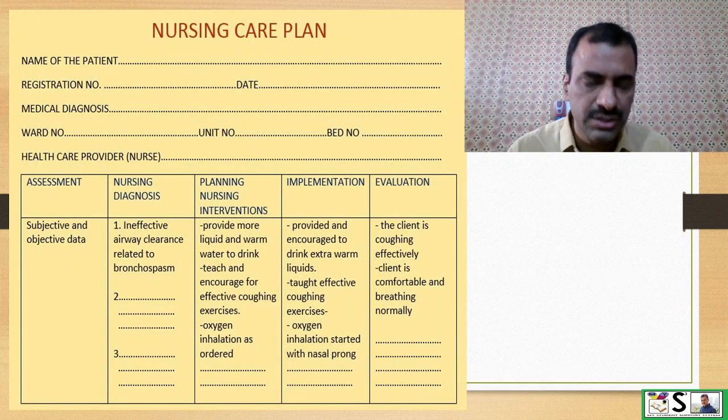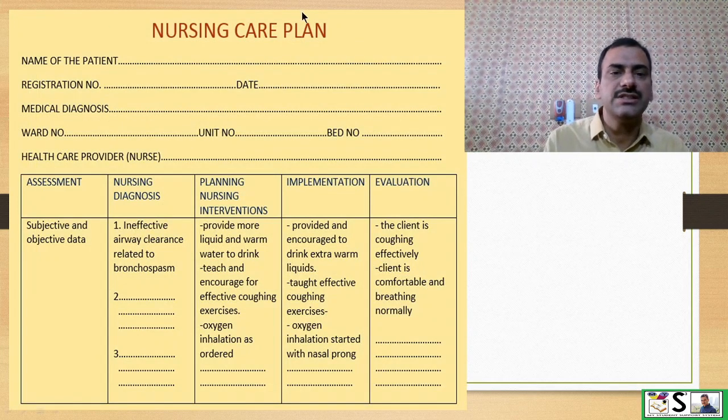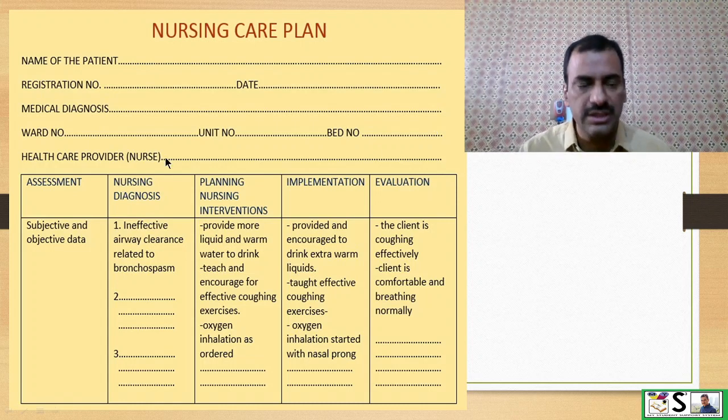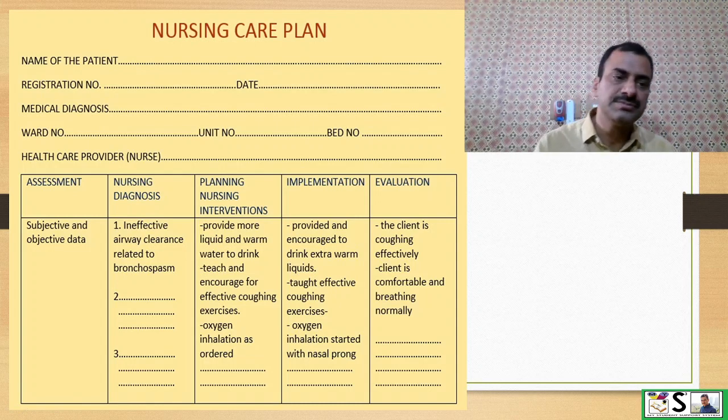Here it is. You will write nursing care plan here in the heading and then name of the patient, registration number, date, medical diagnosis, ward number, unit number, bed number, and healthcare provider or the nurse who is making this plan or going to implement.